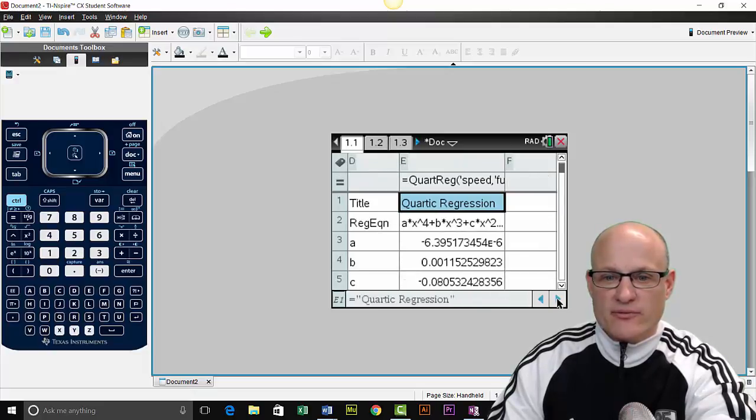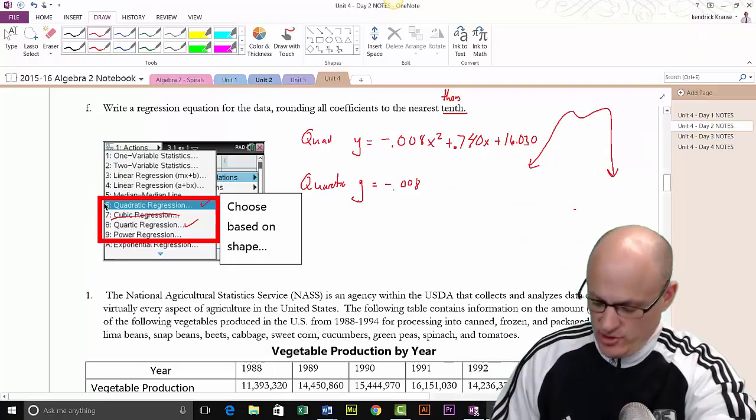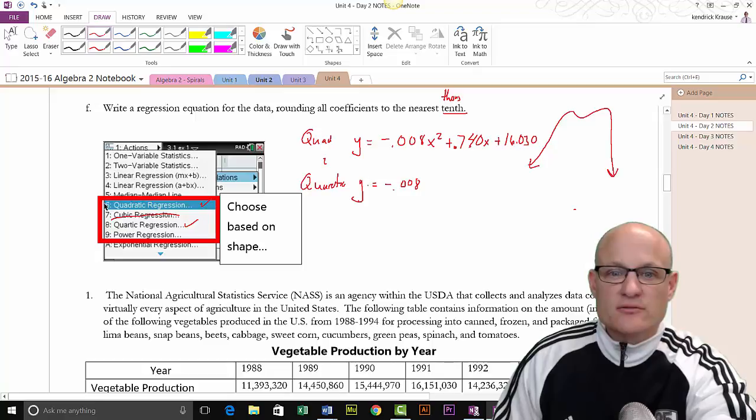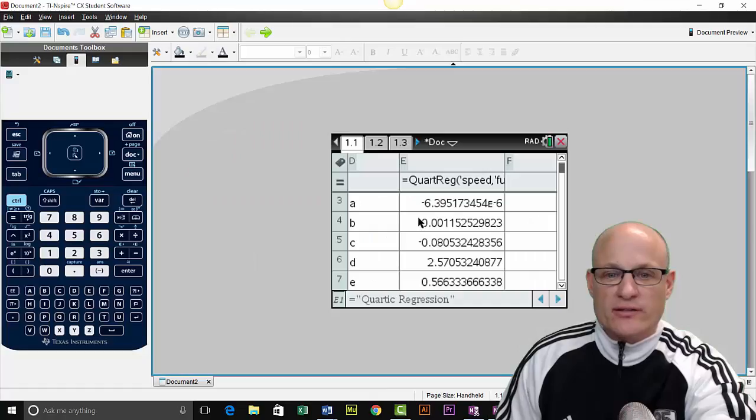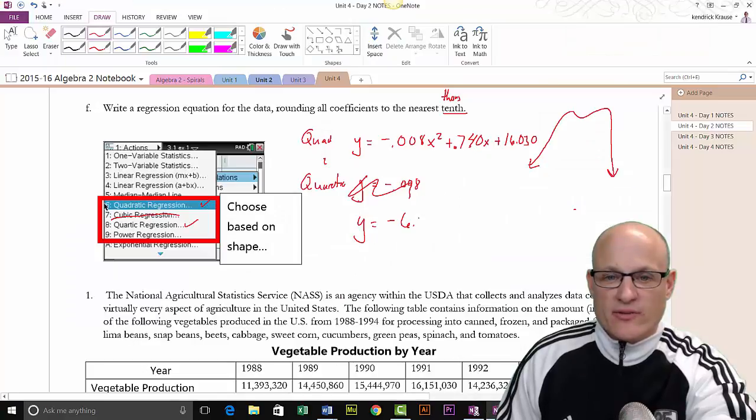So this is gonna be a little bit different. I knew these were gonna be different. So in this case, y equals negative 6. We're going to do the tenth value. This is why I want a tenth. X cubed, fourth. X to the fourth.